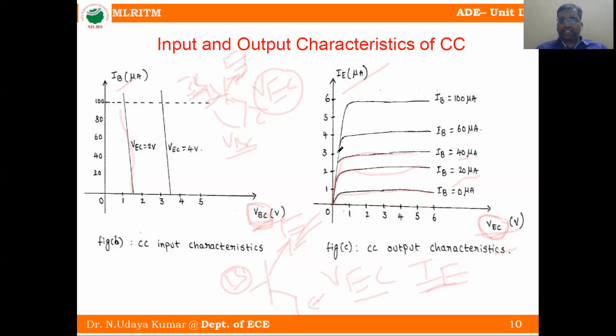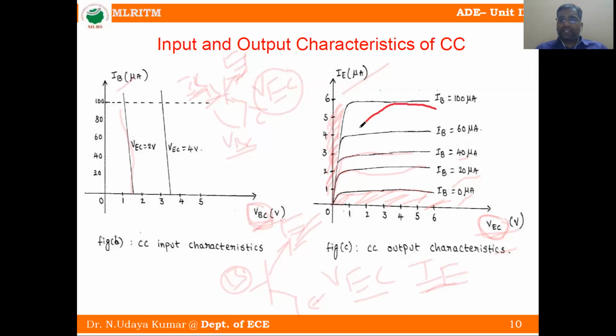This region, on the left hand side of the linear curve, we call the saturation region. Below the first curve, IB equal to 0 microamperes, this region we call the cutoff region. Cutoff region means the transistor is in the off state. Saturation means the transistor is in the on state, and the current increases linearly.